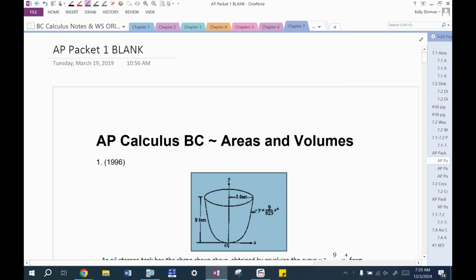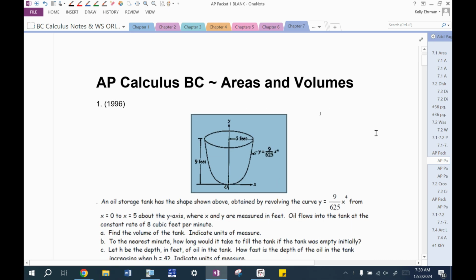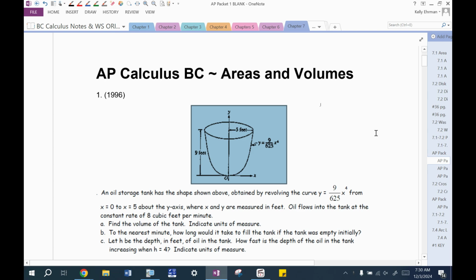All right, this is the first area and volumes AP packet that we're going to work on. I'm not sure how many problems I'll get through in the time that I have left this morning, so we'll just see how far we get.